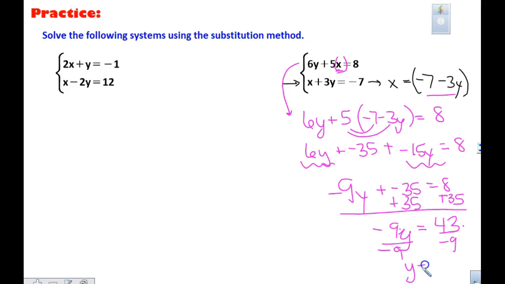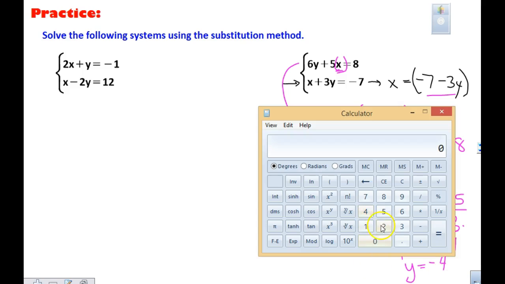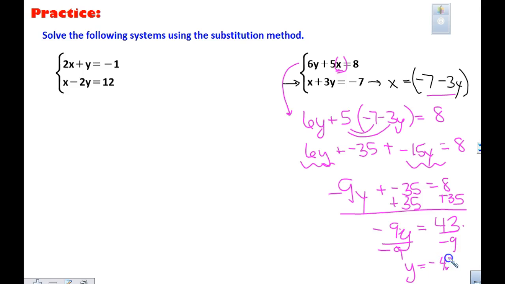And our y value, when we take 43 divided by negative 9, what do we end up with? Negative 4 and 7 over 9. Negative what? Negative 4 and 7 over 9. So when I just put that in as a decimal, did most of you get a decimal, right? We got 43 divided by 9, and it's negative 4.7 repeating. Negative 4.7 repeating, okay? So my y value is negative 4.7 repeating.